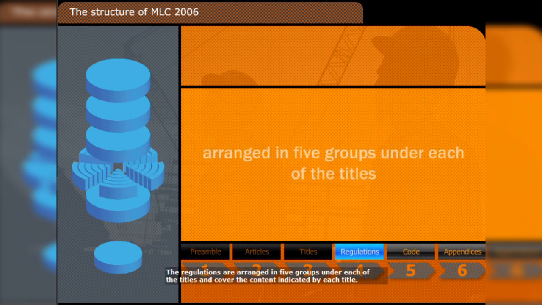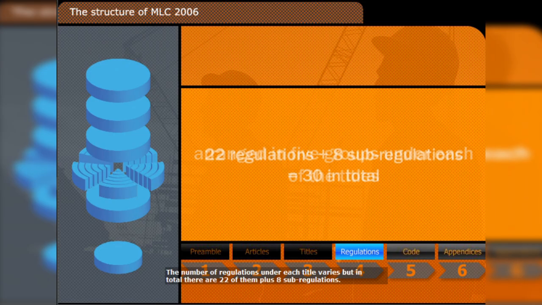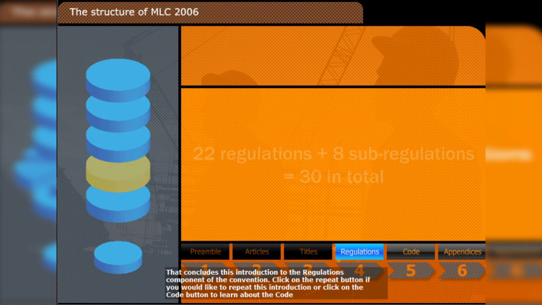The regulations are arranged in 5 groups under each of the titles and cover the content indicated by each title. The number of regulations under each title varies, but in total there are 22 of them, plus 8 sub-regulations. We will look at these in more detail in the Content section. That concludes this introduction to the Regulations component of the Convention.